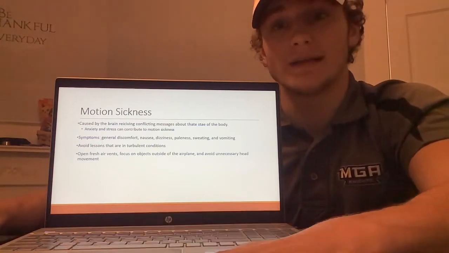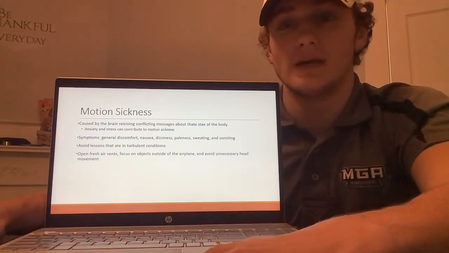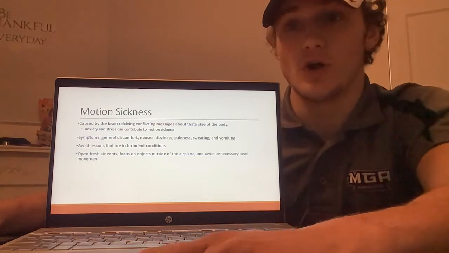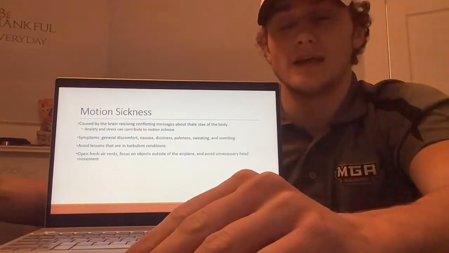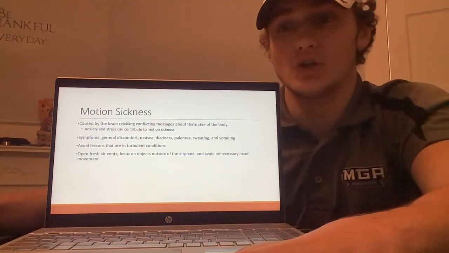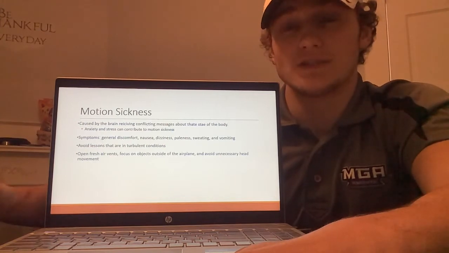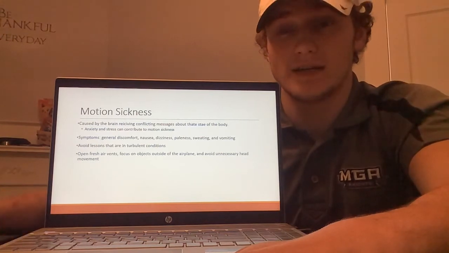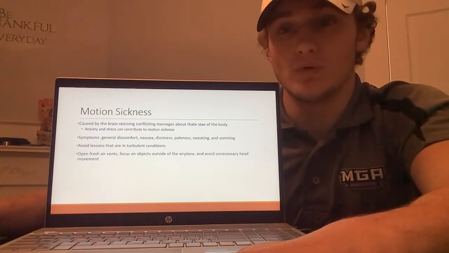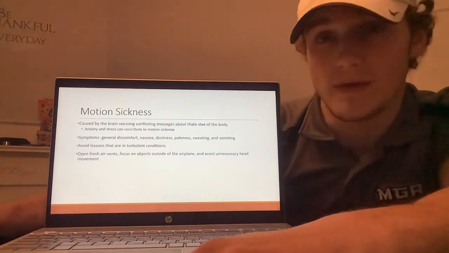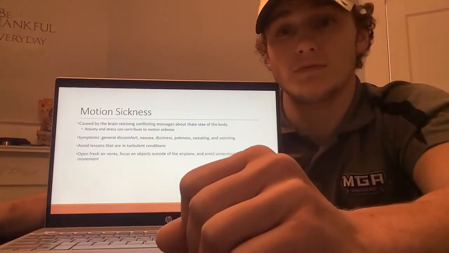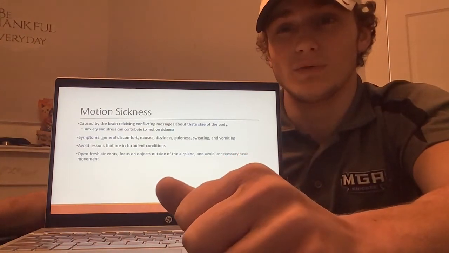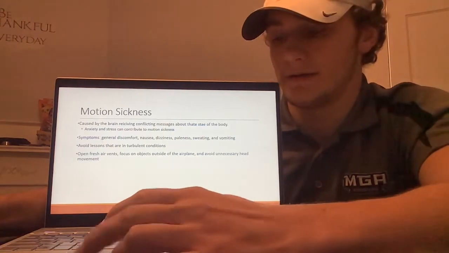To counteract this, you want to get fresh air into the cockpit. Look and focus outside of the aircraft on ground references. If you're able to, definitely focus outside the aircraft, and avoid any unnecessary head movements while you are feeling any discomfort.